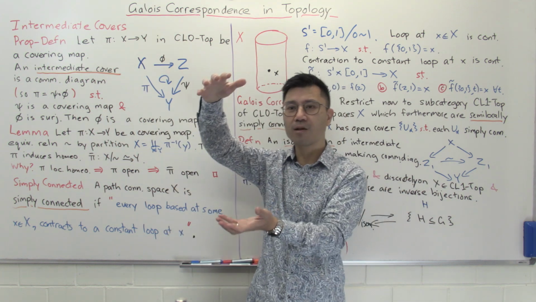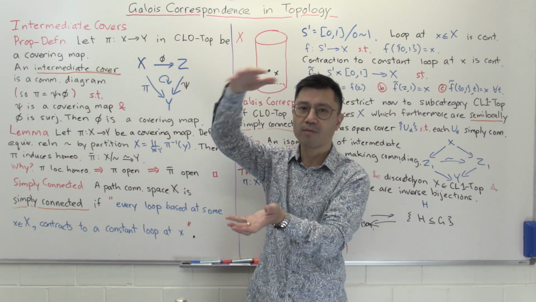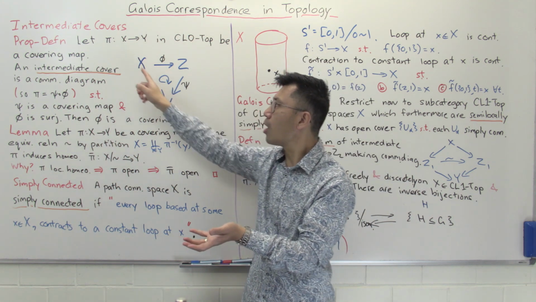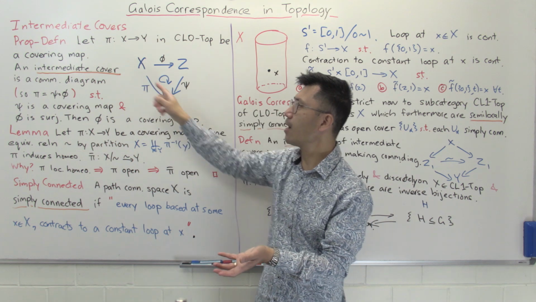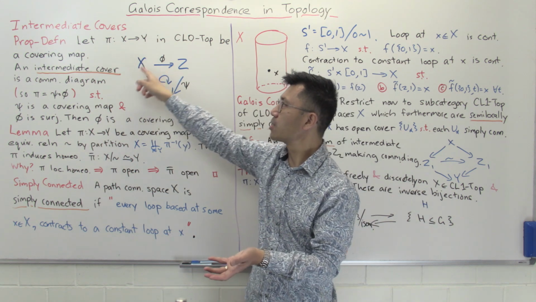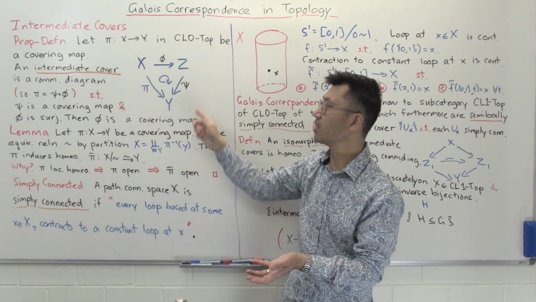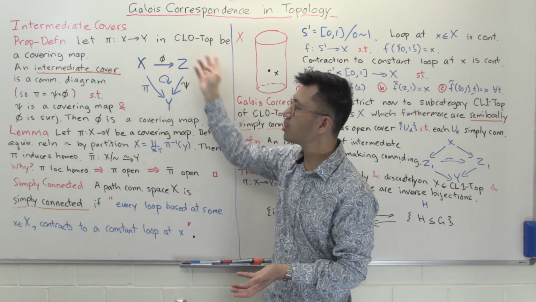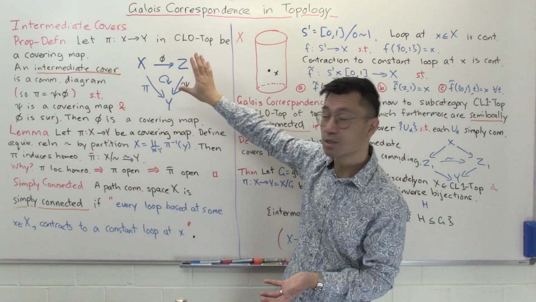So if you have an intermediate field, you have a field extension, you have a subfield of another field, that's some field that gets sandwiched in between. So basically we want to factorize this map here with something in the middle, an intermediate topological space. Okay, so that's going to be our intermediate cover. It's going to be essentially a diagram like this with certain special properties.